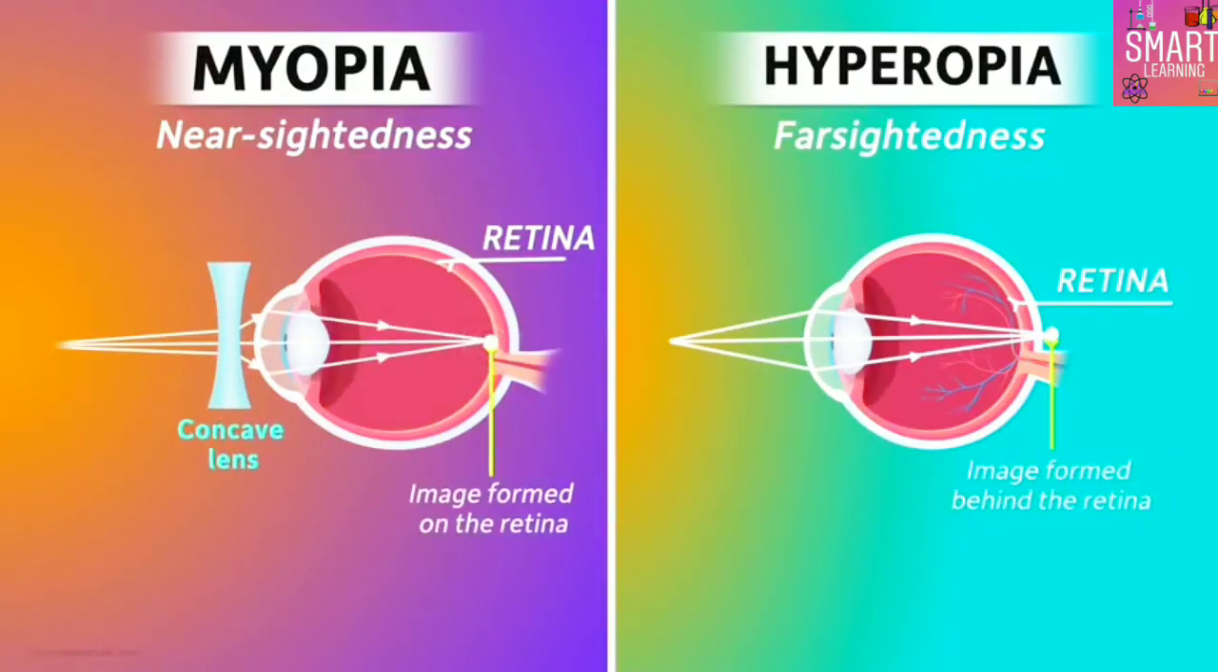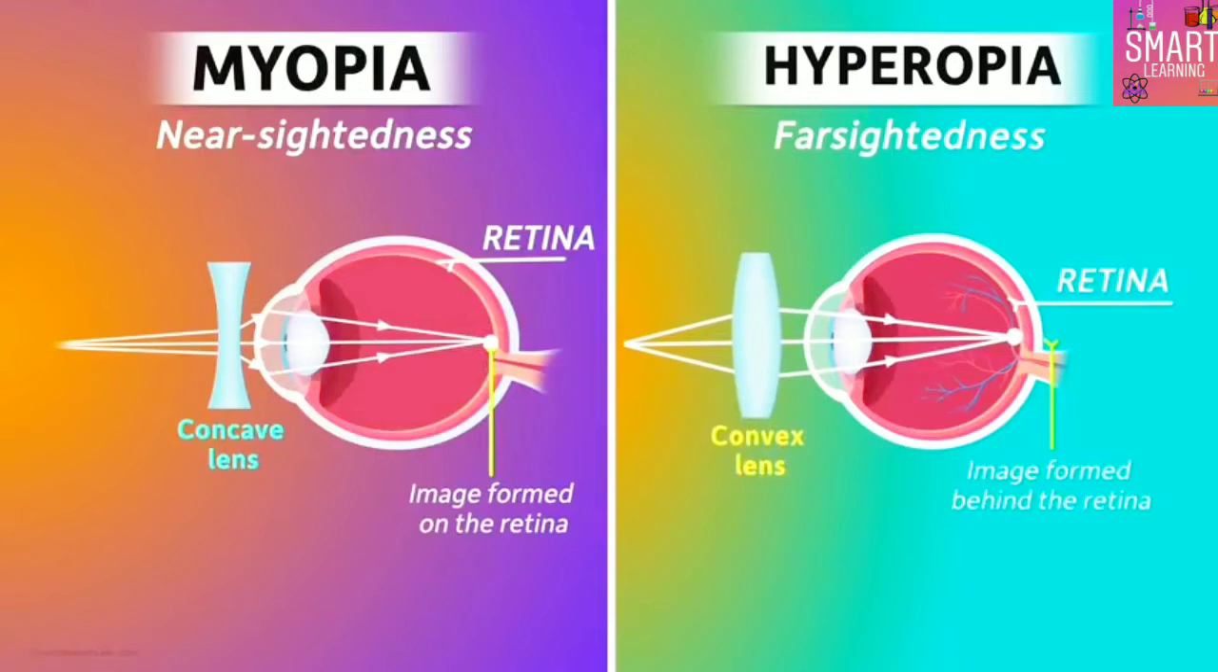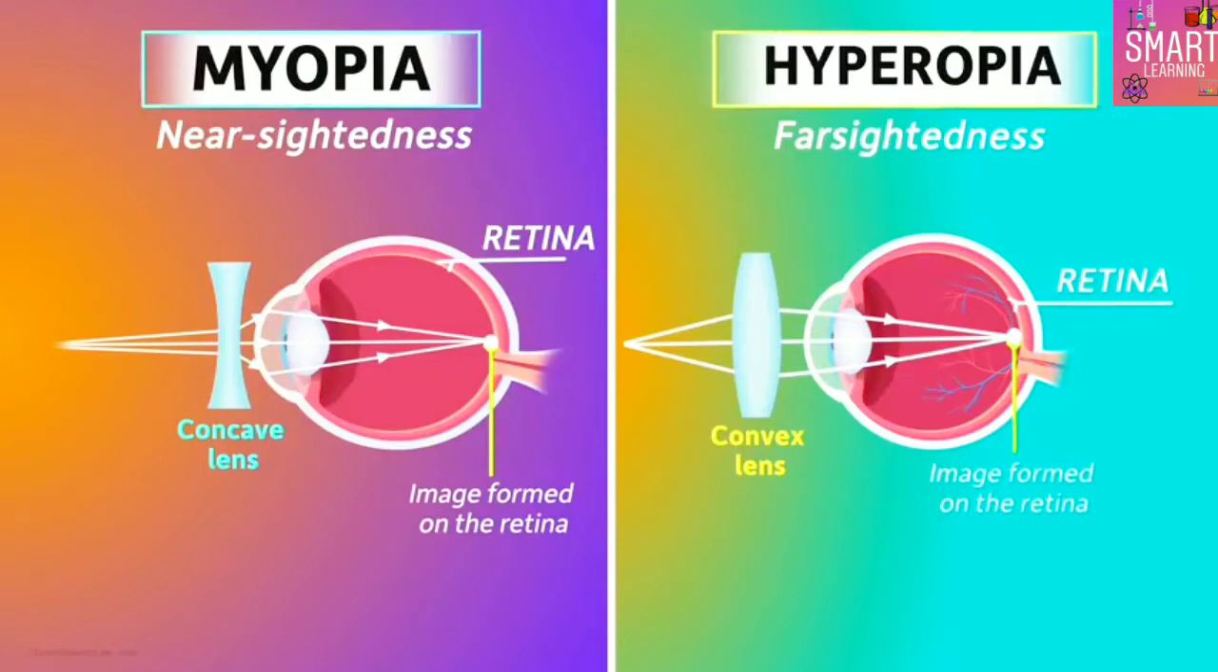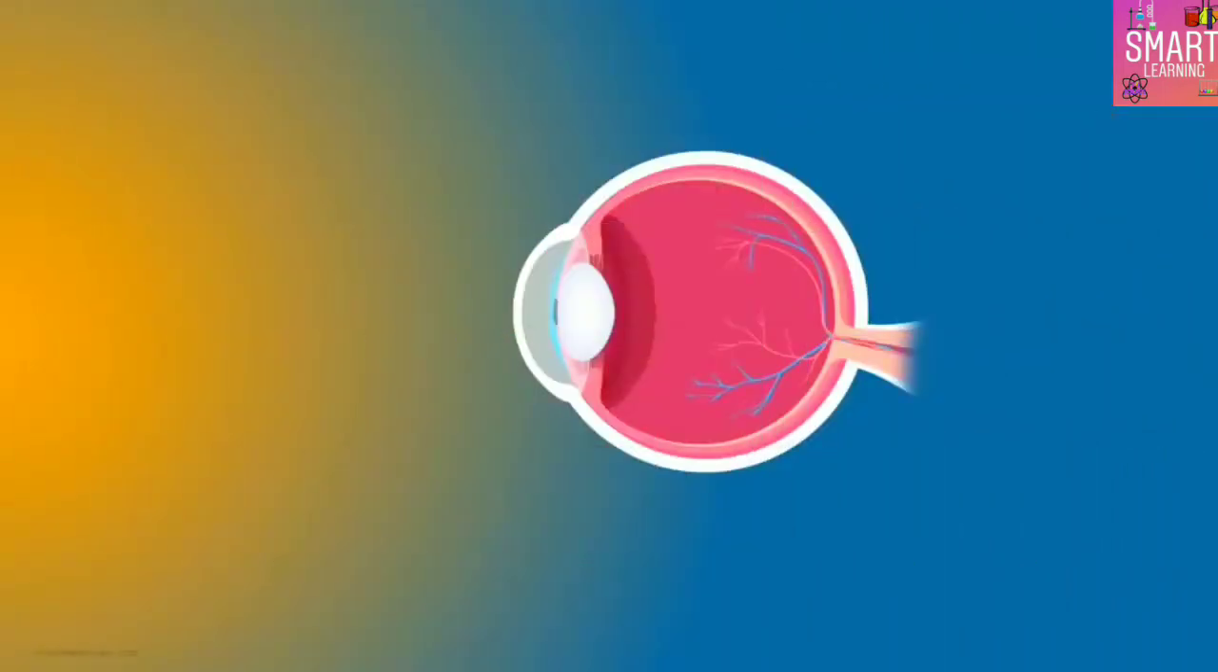And just as myopia can be corrected using a concave lens, this defect can be corrected using a convex lens. The convex lens helps in focusing the light at the correct place. Now that we know the basics of myopia and hyperopia, let's move on to the other eye defects.